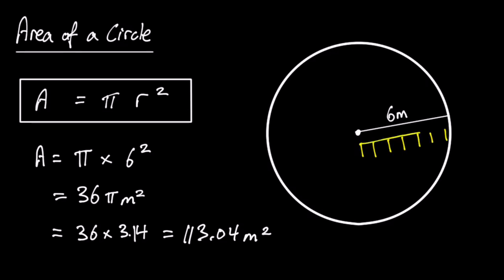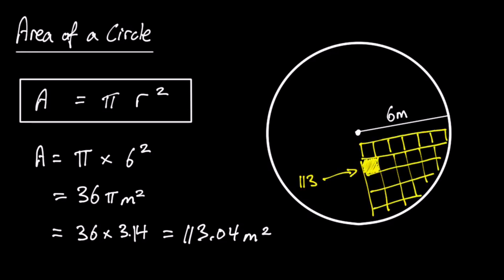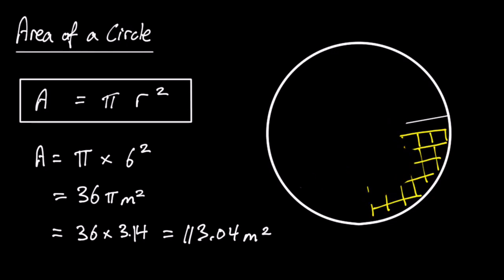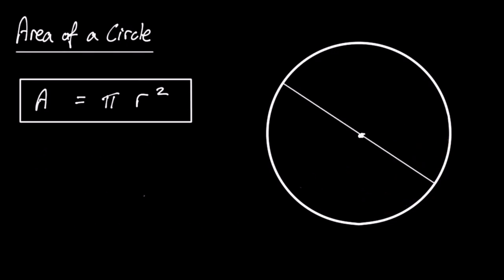Now what that means is if I took my circle and divvied it up into 1 meter square blocks, like this one here, this is 1 meter by 1 meter, there'd be just a fraction over 113 of them inside my circle. So it's the area of my circle.